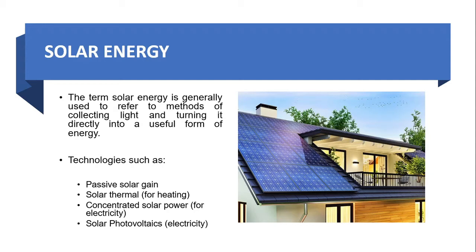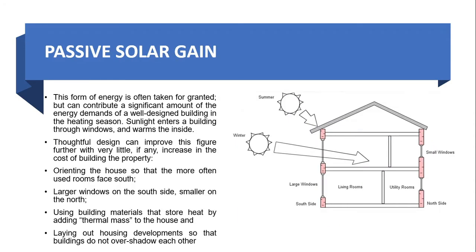The technologies that we use to gain solar energy are passive solar gain, and solar thermal, which is specifically for heating, for heating water, not for generating electricity. Then we have concentrated solar power, which is typically for generating electricity, and solar photovoltaic cells, which are also meant for generating electricity. First of all, we should talk about passive solar gain.